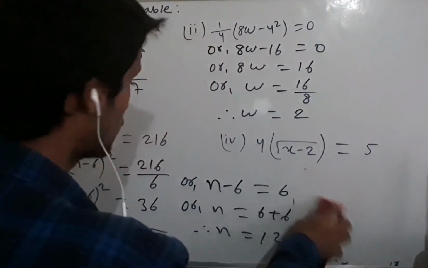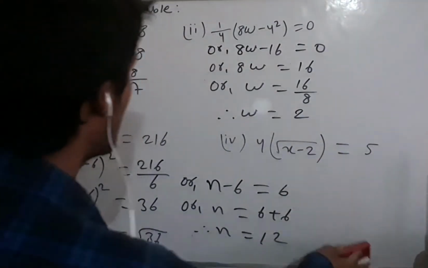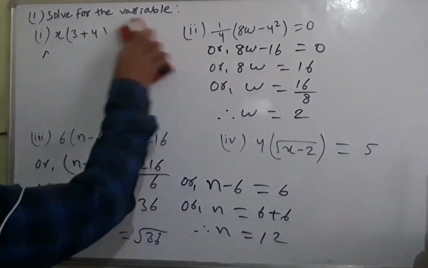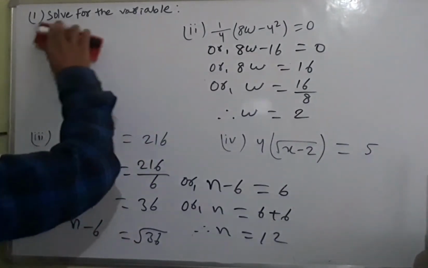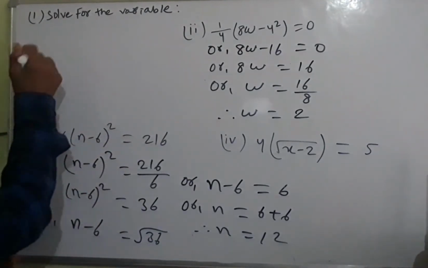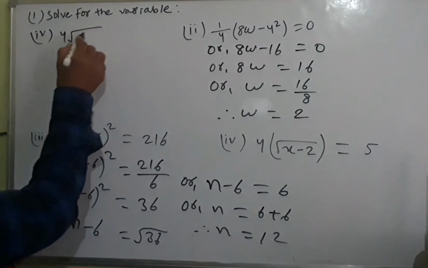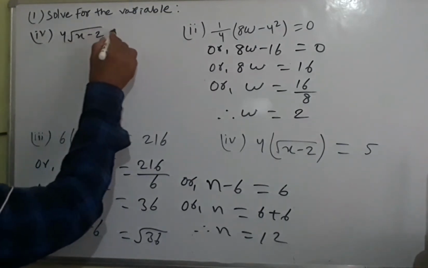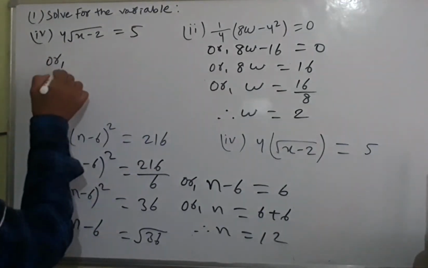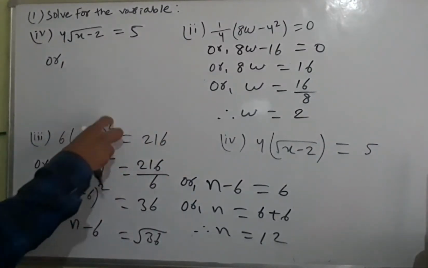Okay, now I have this problem here left to do, and as I do not have space, I'm going to clear some space here. I'm going to do the fourth problem over here. Okay, so the fourth one that we have is 4 times the square root of x minus 2 is equal to 5. I think you should be able to do this on your own because this is the opposite of that one, a little.